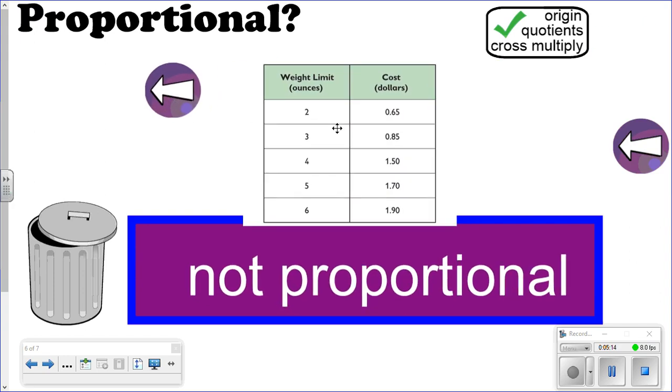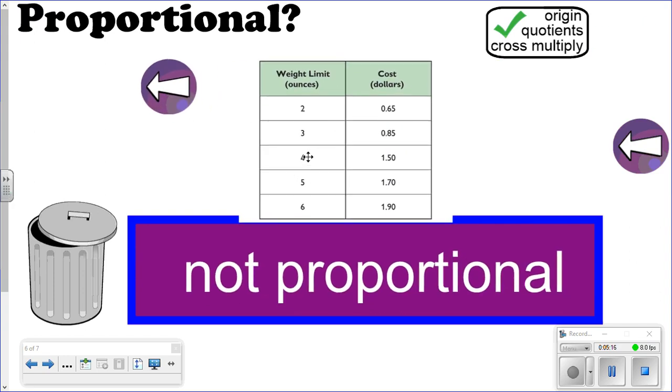All right, this one, not proportional. I can tell already because 3 times 0.65 is not the same as 2 times 0.85.